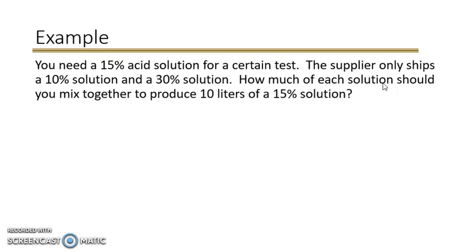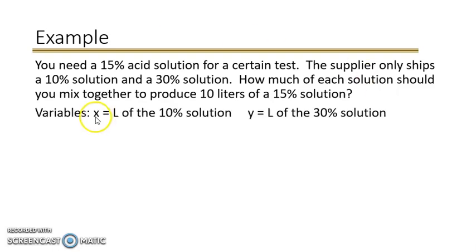So let's start off by writing out what we know. We're going to identify the variables, and we're going to write out the other information that we're given. So I need X, the liters of the 10% solution, and Y is the liters of the 30% solution. If I wanted to write an equation with this information, I would change my percentage to a decimal, multiply it by X, and then change this percentage to a decimal and multiply it by Y. And if I add it together, it will equal 15% of 10, so 0.15 times 10.